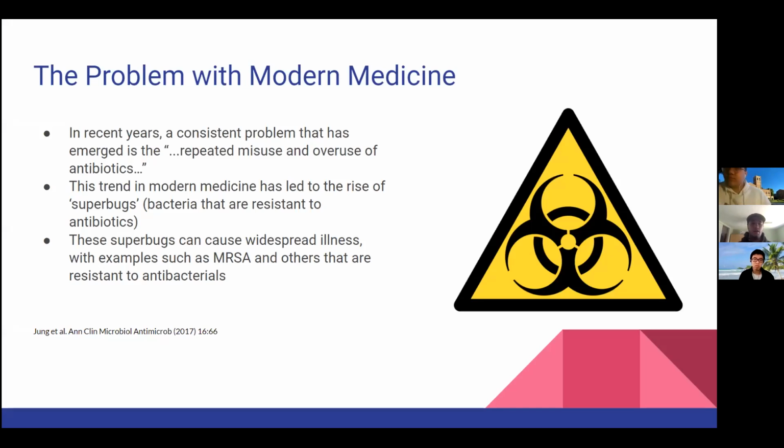In recent years, a consistent problem with modern medicine is the repeated misuse and overuse of antibiotics in the treatment of disease. This trend has led to a rise in something called superbugs, in which bacteria are resistant to the antibiotic drugs we normally use to combat this disease. These superbugs can cause widespread illness, with examples such as MRSA and others that have been resistant to the antibacterials that we have used to try to combat them, and they've spread to numerous people throughout the hospitals where they have been contaminated.